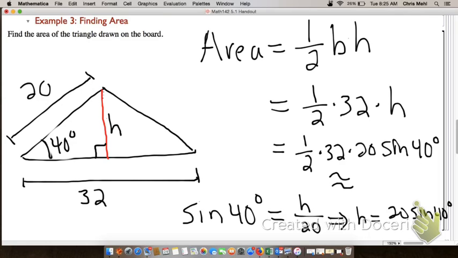And that is approximately 205.69. So that would be the area of this triangle rounded to 2 decimal places.